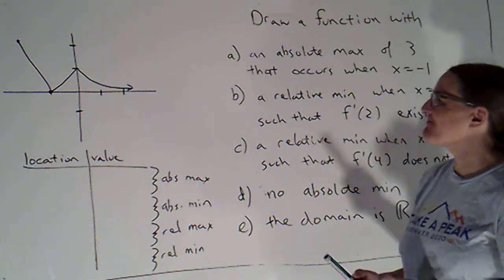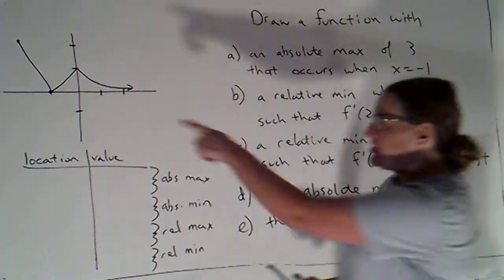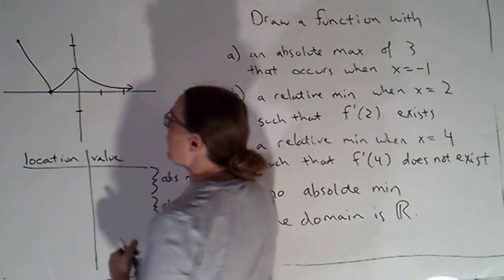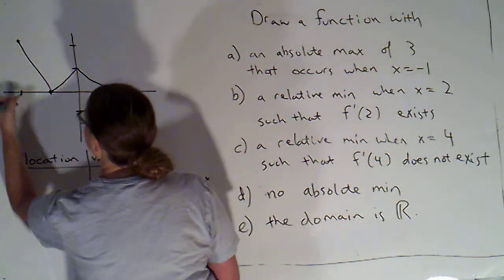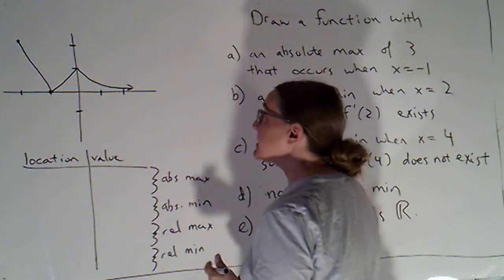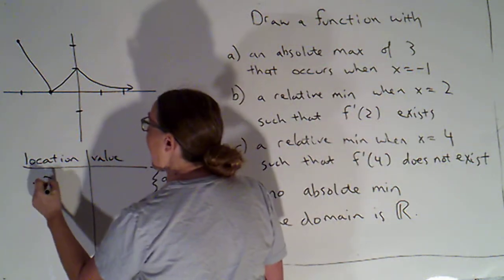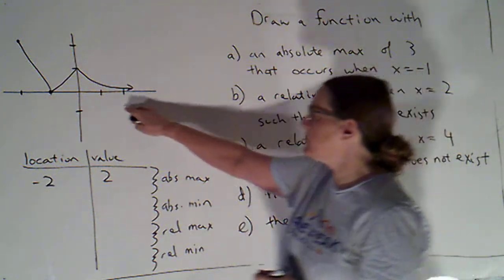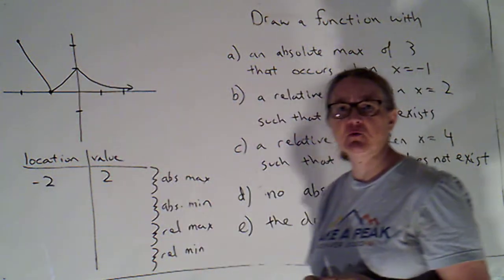Welcome back. Okay, so I'm going to just start reading left to right. If I look here, that's the highest point ever. Oops, I forgot to include a tick mark here. Okay, so that's my absolute max. It occurs at -2, and its value is 2. Again, I'm using the convention here that each tick mark is 1 unit.